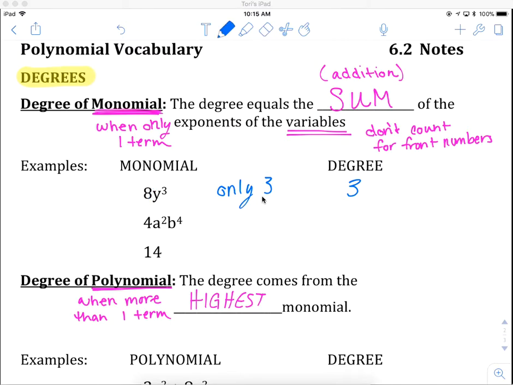Same thing on the second problem. We're not going to worry about the 4 because it's not a variable. So if I say, what are the exponents in that term? We have a 2 and a 4. The sum of those exponents makes the degree a 6. But what about for that last one? What are the exponents on the variables? Well, there's no variables. So if I ask you to find the sum of nothing, our degree would just be 0. Okay? Take a second, pause the screen if you need to. Make sure you have all that written down.